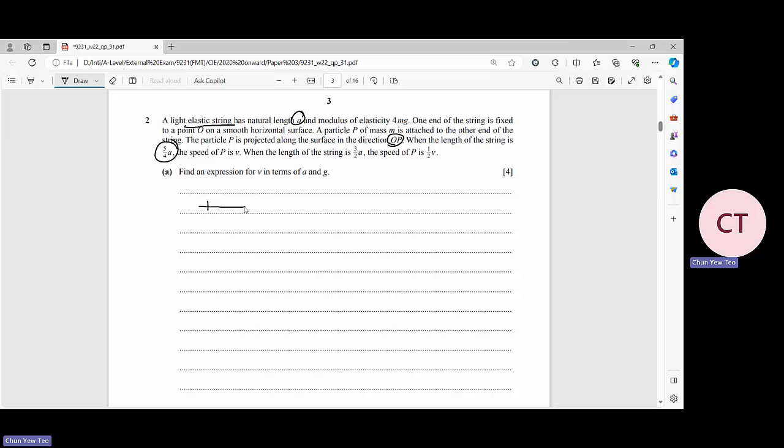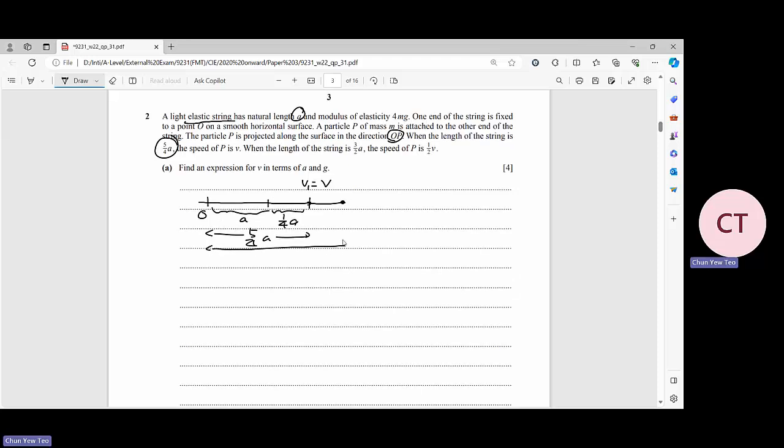So for this question, I will just draw it like this. This is the original length. This is the O. So this is the original length, a. Then when you extend by 1/4 a, which is the total 5/4 a, your speed at this part is V. And when you extend further here, then this part will be 3/2 a. Then your speed V2 will be half of V.